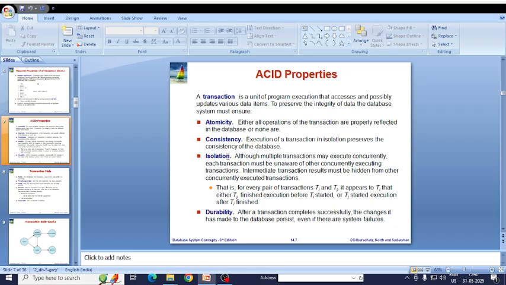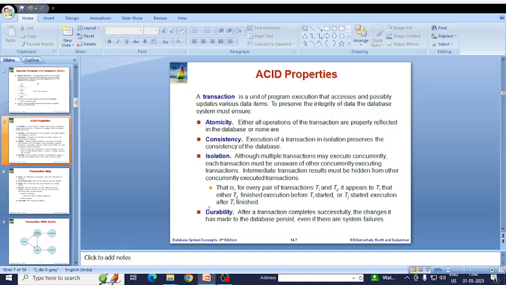The third property is the isolation property. We already studied that a database management system allows multiple transactions to be executed simultaneously. Although multiple transactions may execute concurrently, each transaction must be unaware of other concurrently executing transactions. Intermediate transaction results must be hidden from other concurrently executed transactions.